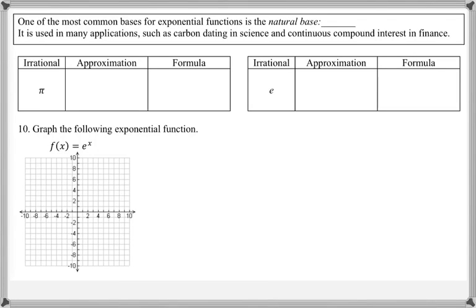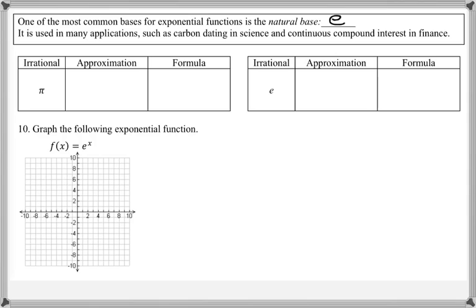So one of the most common bases for exponential functions is something that's called the natural base, and that is the number e. So you may have seen e before. It's used in many applications, such as carbon dating. If you take a finance course, it's in continuous compound interest. And it's an irrational number, like pi, although it's not as popular as pi.